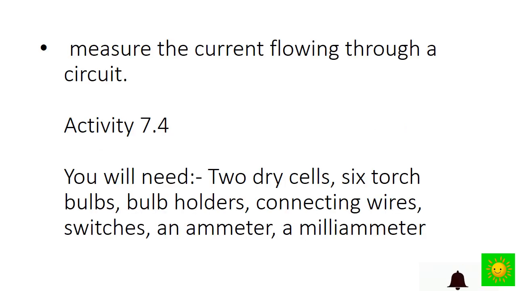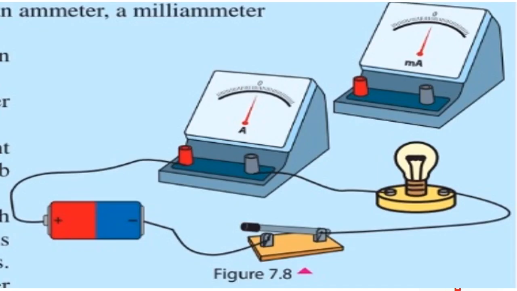Now we are going to do a small activity to measure the current flowing through a circuit. These are the things you need to do that practical. You have to set up the practical like the figure shown. At the end of the practical, they have asked you which instrument's connection makes it easier to take readings. Is it an ammeter or milliammeter? Discuss the reason for your answer.